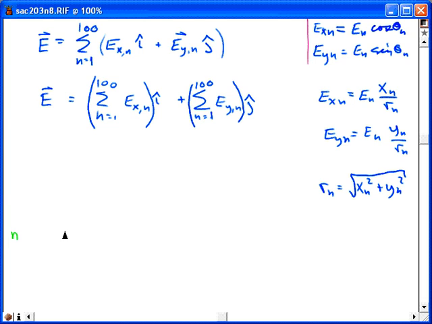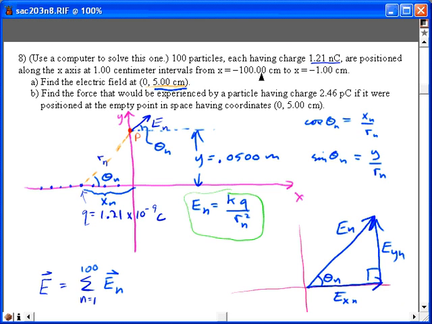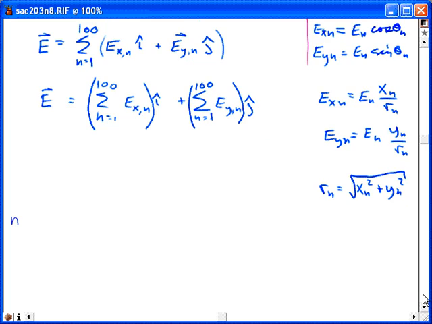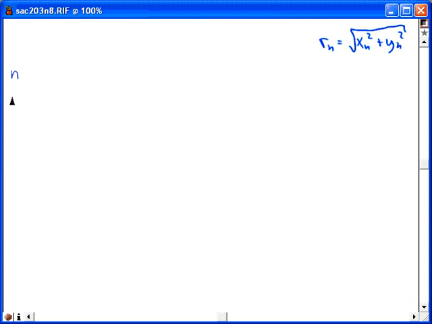So say I use an index n, and these particles go from minus 100 centimeters up to minus 1 centimeter. So there's none at the origin. There's one there, and then they keep on. There's one every centimeter from there out to minus 100 centimeters. So I'm going to try starting with 1, and then 2, 3, etc., down to 100 for n.